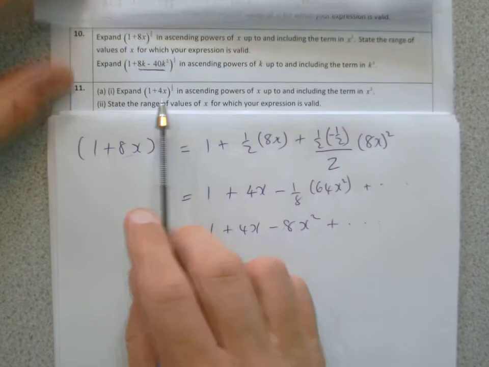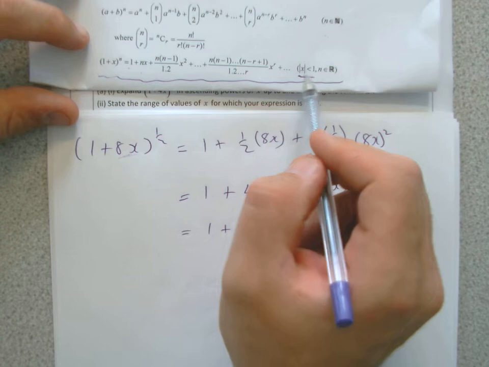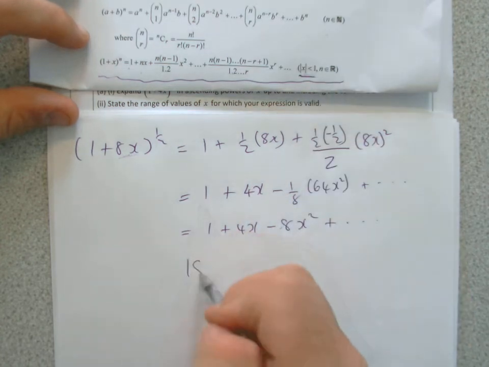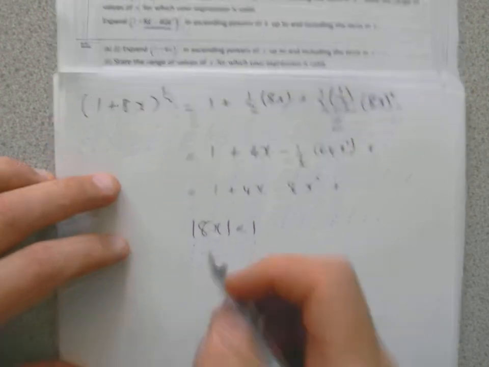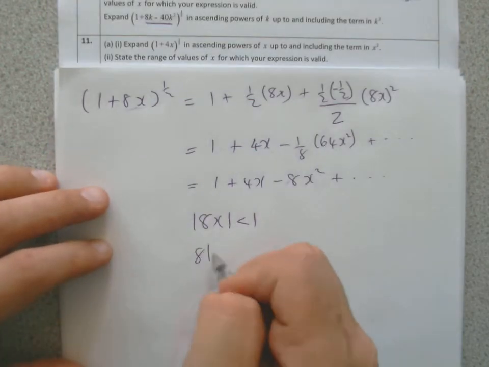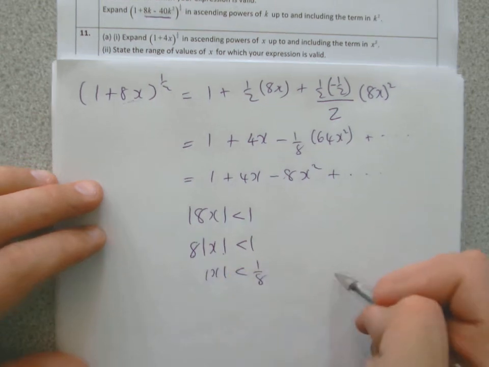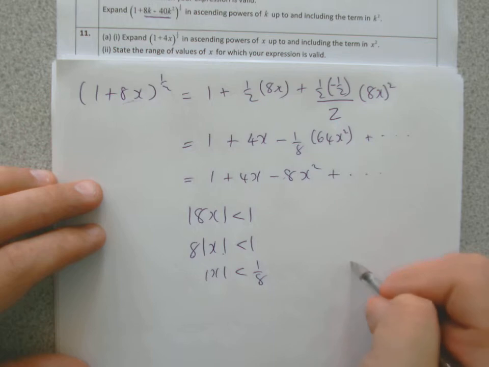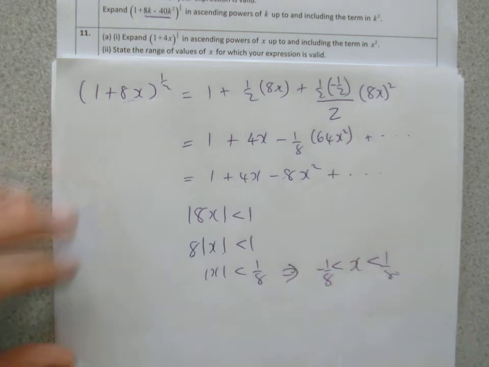And it does say then, of course, what's it valid for. So remember what it's valid for, you use this here, mod x is less than 1, but in this case, of course, you replace it with 8x. Because it's mod, you can take out the 8, because 8 is positive, 8 times the mod x, which means then you take it over and divide. So mod x is less than 1/8. So then you get x less than 1/8, or greater than minus 1/8. That's what this is implying here. So we've shown what it's valid for.